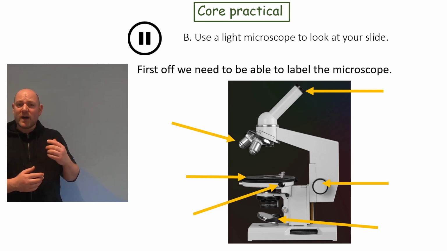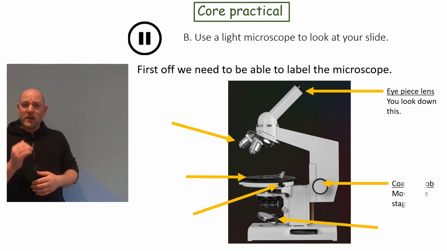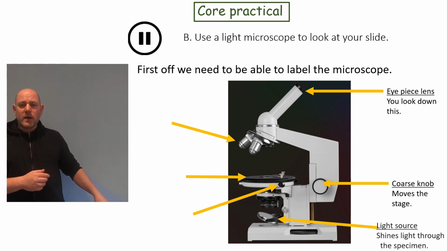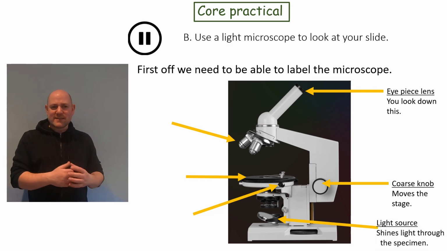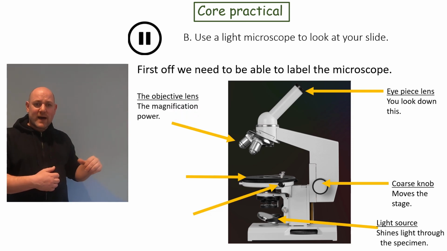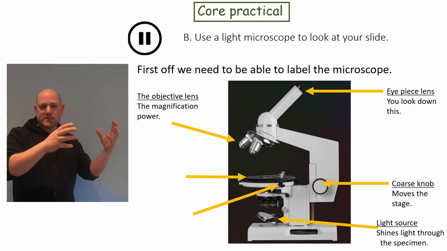So, first starting at the top of the microscope, we have the eyepiece lens. Then following it down, we have the coarse adjustment knob. And then right at the bottom, we have the light source that allows us to see things. Then back at the top, we have the objective lens. And that helps us change the magnification, times 40, times 100, times 1000.